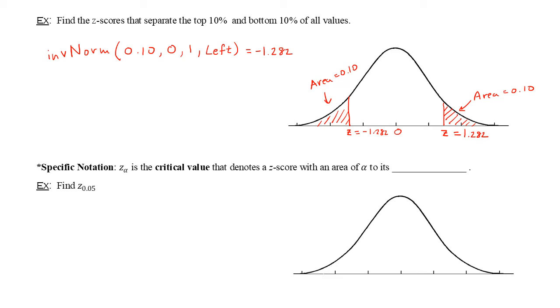In the example below, they're having us compute a critical value. And a critical value, denoted z alpha, denotes a z-score with an area of alpha to its right. And in this case, for instance, I'm looking for z of 0.05, so here we're looking for a z-score that has an area of 0.05, so maybe something around here. It has an area of 0.05 to the right of it.